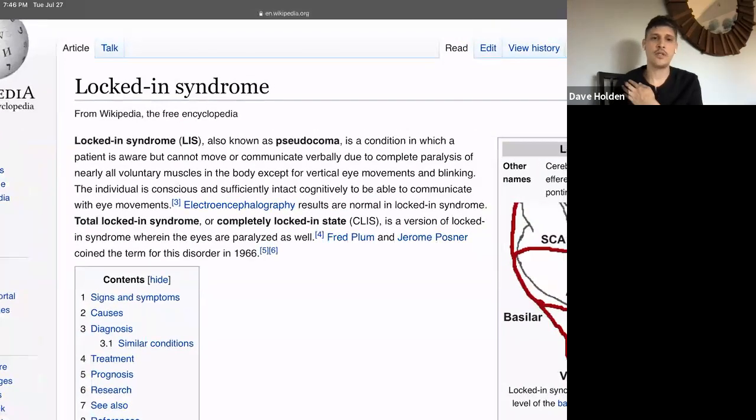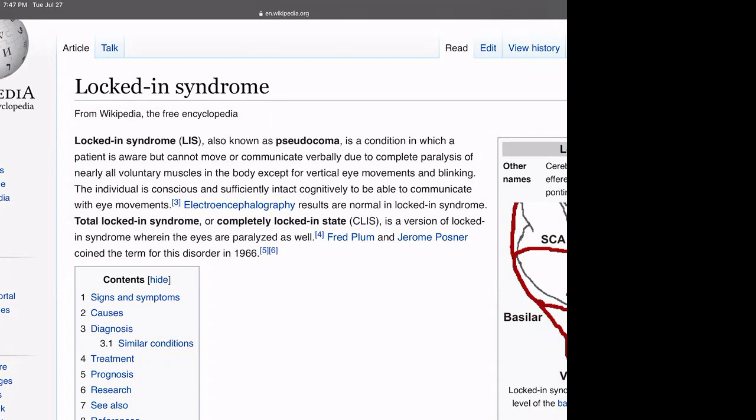All right, locked-in syndrome, known as a pseudocoma, is a condition in which a patient is aware. There is brain activity, they know what is going on. You are conscious inside your head, behind your eyeballs, but you cannot move, you cannot communicate verbally due to a complete paralysis of nearly all voluntary muscles, except for a few eye movements and blinking. Ugh. So you are conscious and cognitively intact, but you are only able to communicate through eye movements. When they do an EEG, your brain activity looks normal. Wow.